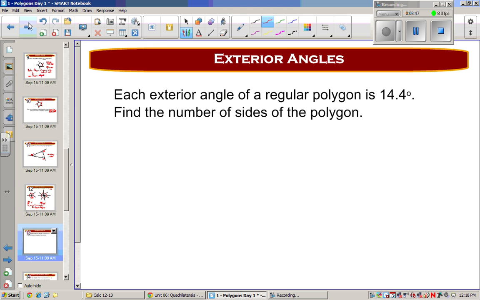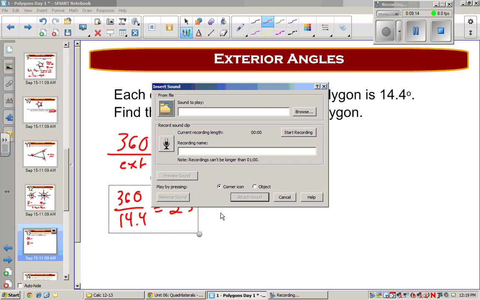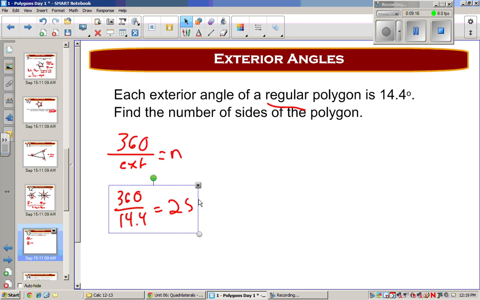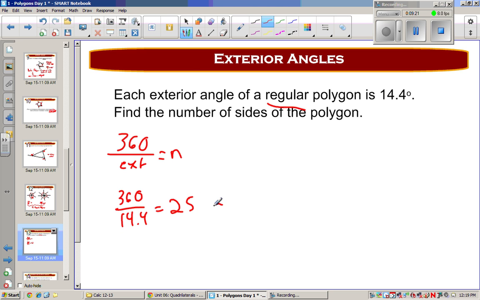All right, let's keep rolling. If each exterior angle in a regular polygon is 14.4, find the number of sides. Well, we know 360 divided by the exterior angle is going to equal the number of sides. So 360 divided by 14.4 is going to give us 25. So there are 25 sides.